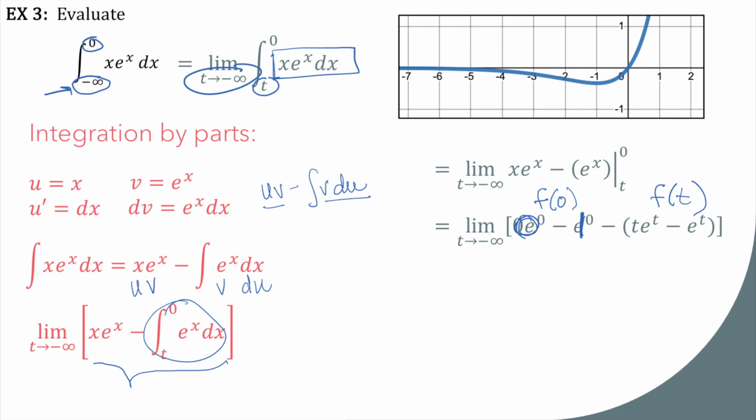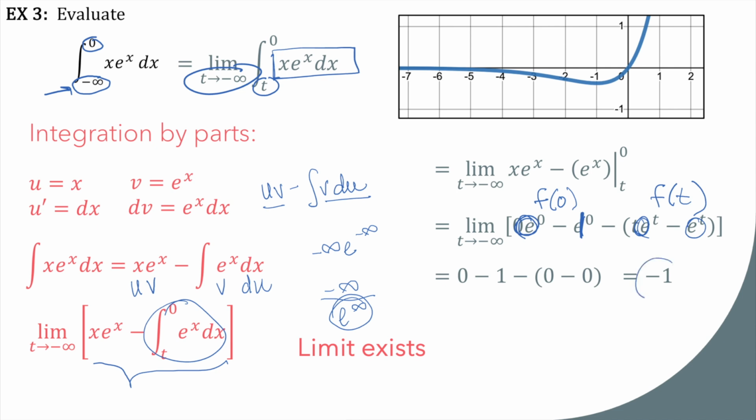And then t e to the t, what is that? Let's come over here just a second. That would be negative infinity times e to the negative infinity. Well, e to the negative infinity is the same as 1 over e to infinity. So really, this is what we're working with. And the bottom's going to grow a lot faster. So this goes to 0, and this also goes to 0. So that all just equals negative 1. So the limit exists, it's negative 1. Therefore, the integral converges.